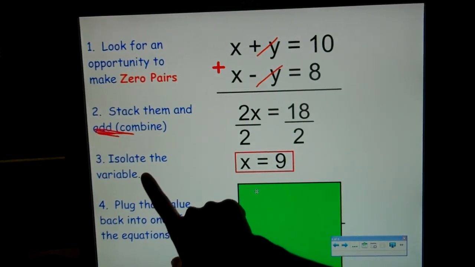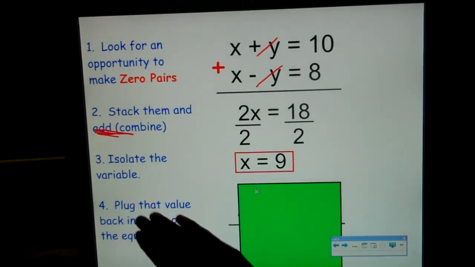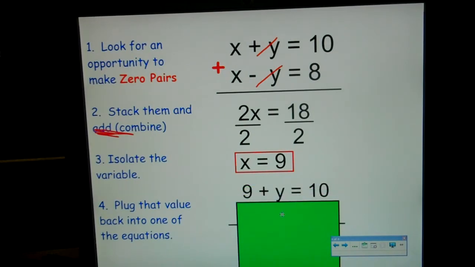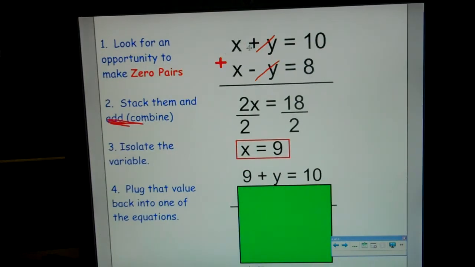Did we isolate the variable? Yes. We are now down to step 4. Plug that value back into one of the equations. Okay? Honestly, I don't care which one you plug it into. It should come out to be the same answer. Now let's see which one I picked. Oh, I picked the plus y, so I picked the first one. 9 plus y is equal to 10.